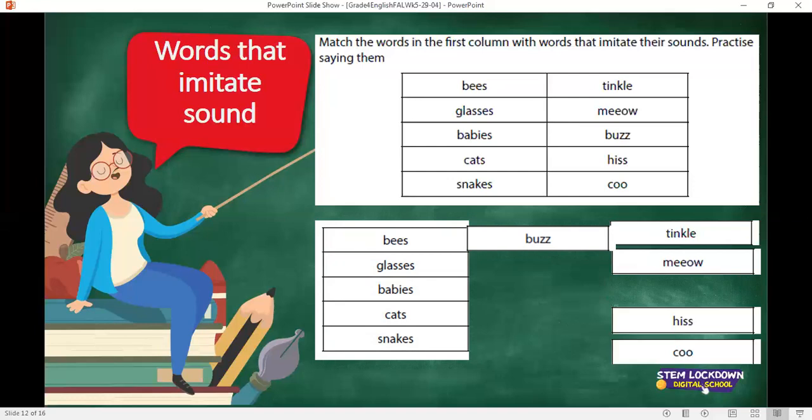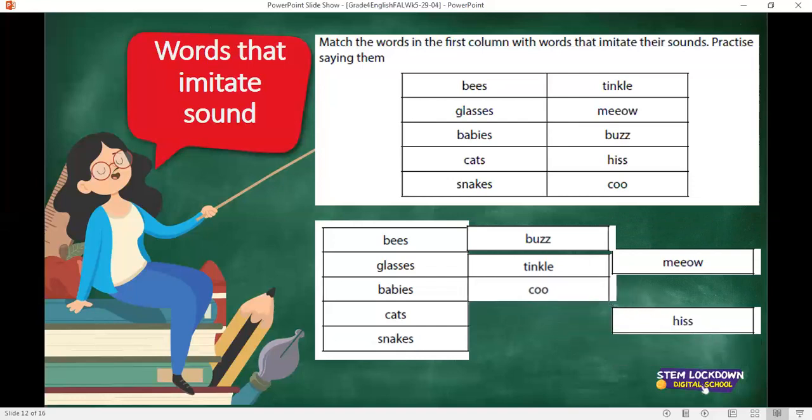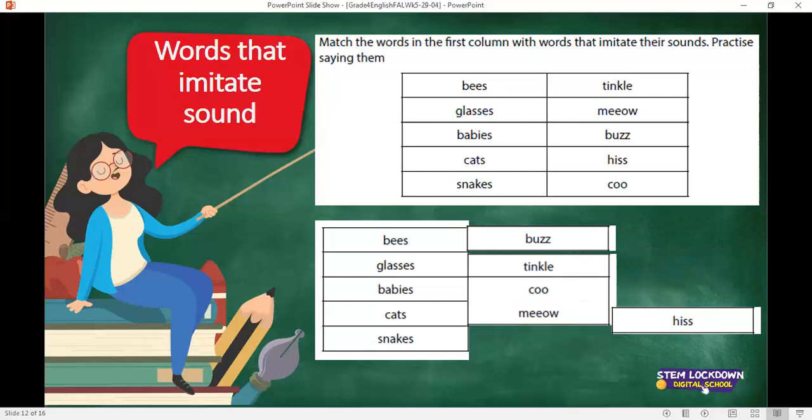Now glasses. So if you knock glasses together by accident, or you are cheersing someone, they make a tinkle sound. So that high-pitched ding. Now babies, what did we learn they do in a poem? So they make that coo sound. Cats, this is easy. Cats meow. And snakes hiss. So they make this sound. Okay, so when you look at words that imitate sound, you must just think about what they sound like. So that's what they mean by imitate a sound.